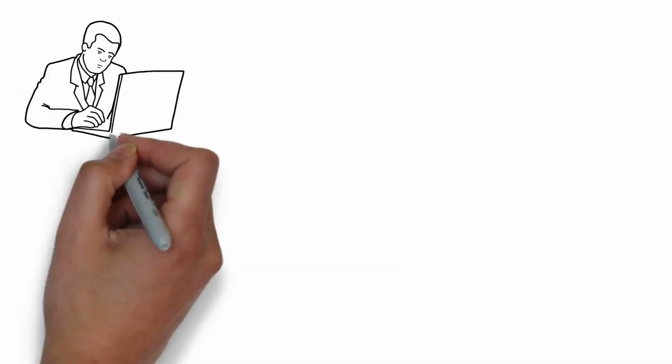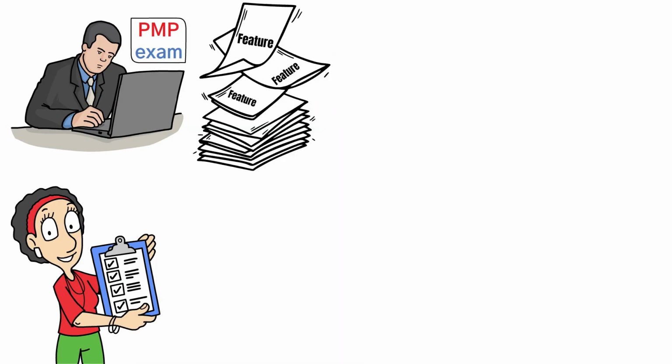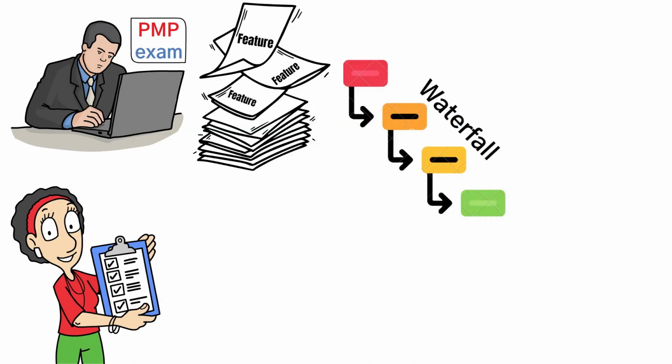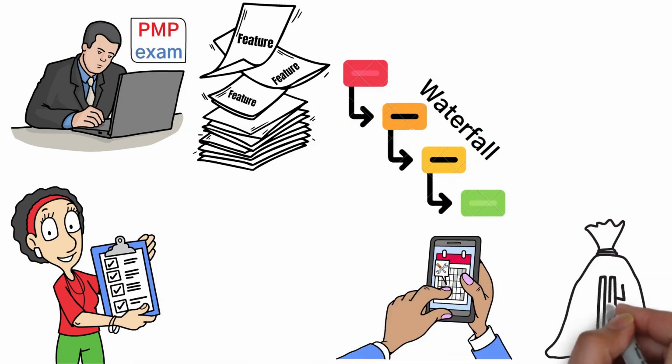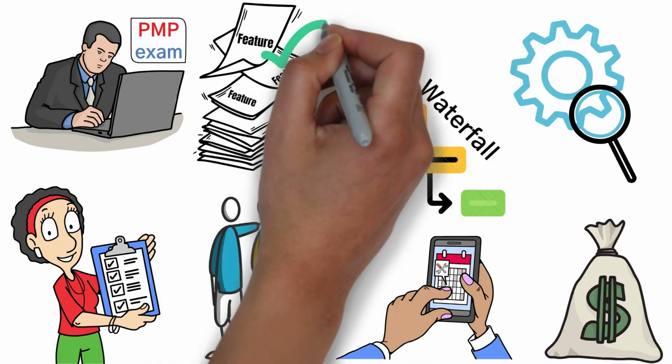If you are preparing for the PMP exam, here's a good rule of thumb. Scope creep is highly undesirable in Waterfall because it disrupts the planned schedule and budget. The change control process is your best friend for managing scope in this environment.